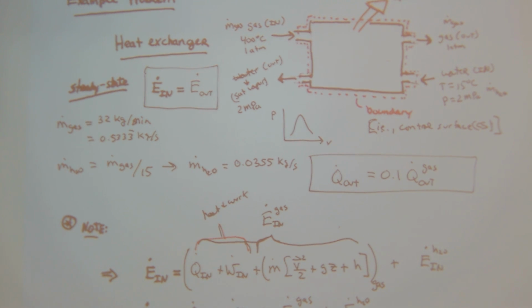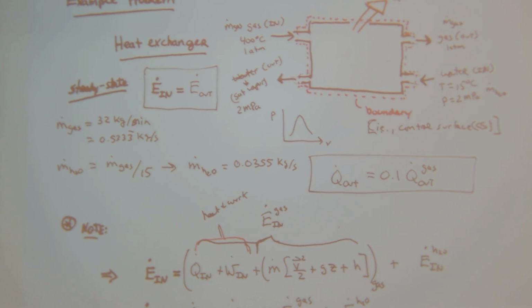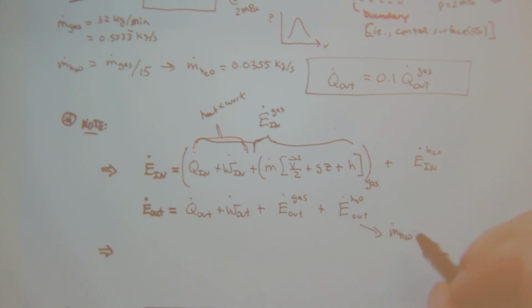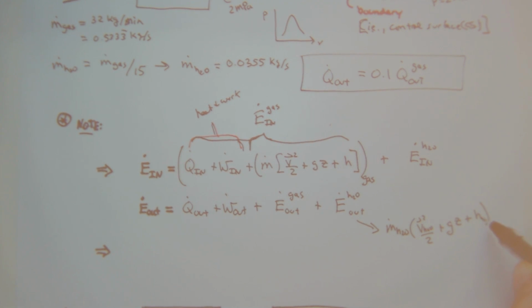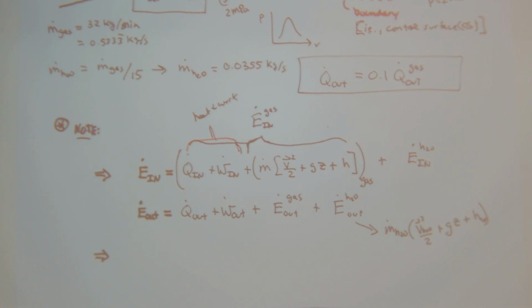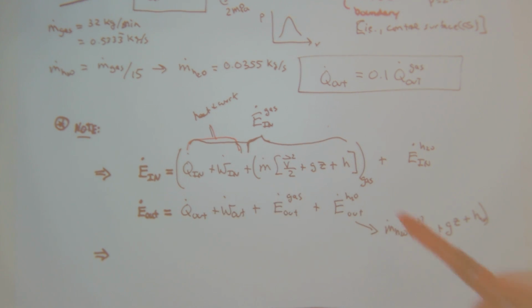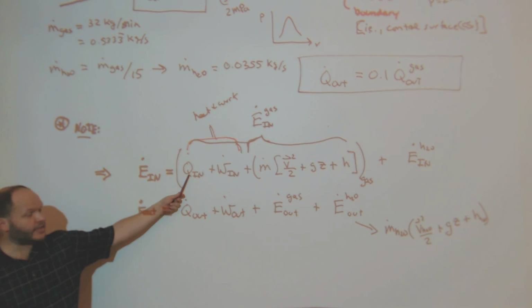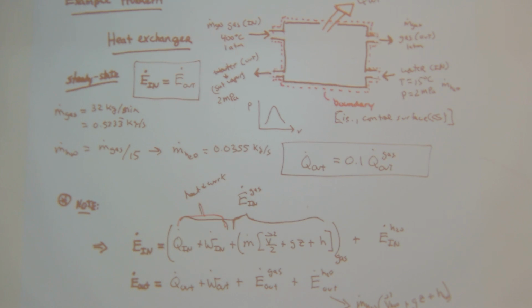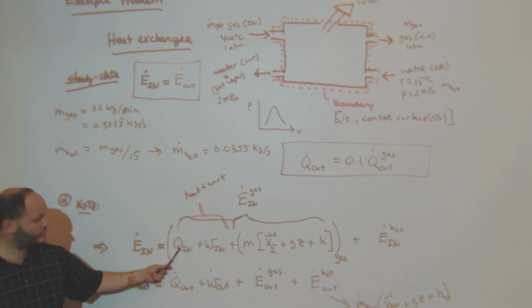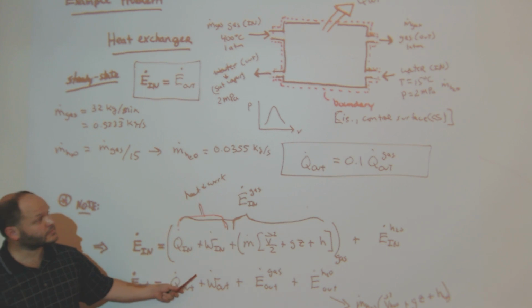And of course, this I can write out as m dot H2O, my velocity of the water coming in squared over 2, plus gravity times the height of the water nozzle coming in, plus my enthalpy associated with the water. So I can take all this stuff, but before I do that, let's simplify and cross some stuff out in here. What is the heat in? What is my heat in? 0. What is my heat out? 0.1 Q dot gas out.